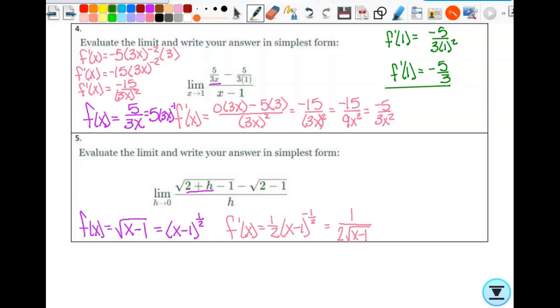On number 5, are we evaluating the derivative at some value? 2, because this is my x plus h right here, right? So I'm evaluating it at 2. So f prime of 2 equals 1 over 2 times the square root of 2 minus 1. Get used to plugging stuff in like that, because that's a safe stop, especially if things got crazy, you know? So that just means that f prime of 2 is equal to what? 1/2.